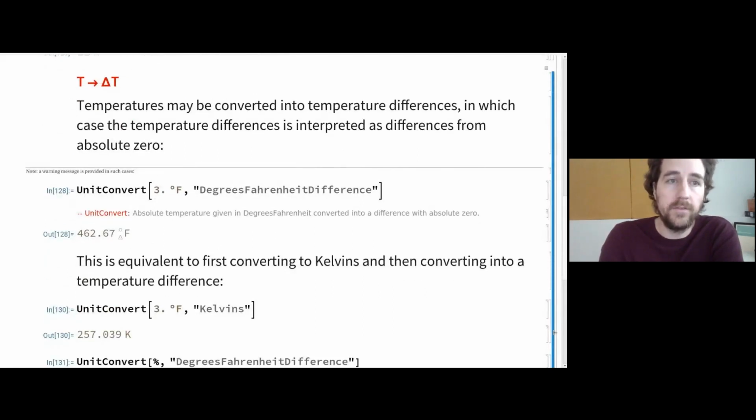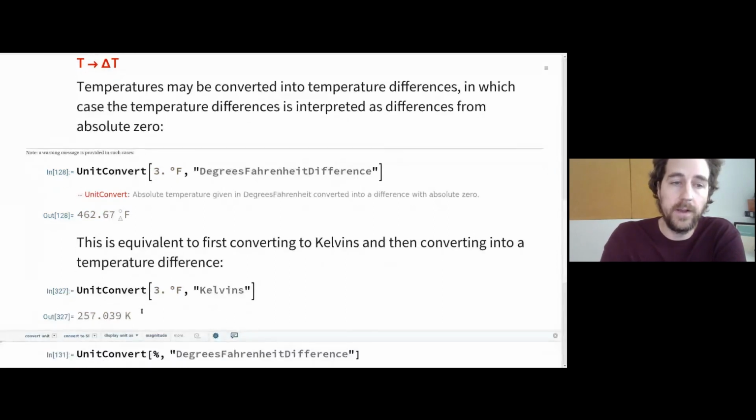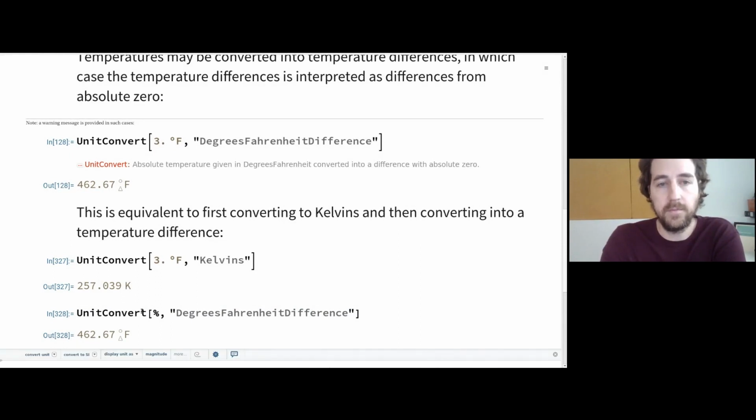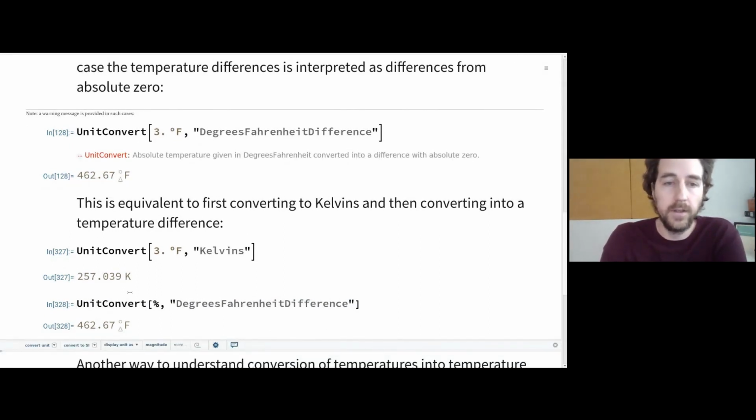It is possible to convert from a temperature to a temperature difference. When we do that, we are implicitly assuming that the temperature difference you're asking for is a difference against absolute zero. So if I want to convert 3 degrees Fahrenheit to a temperature difference, I get back the difference between that temperature and absolute zero. So 462 degrees Fahrenheit. That is the same operation as converting 3 degrees Fahrenheit to Kelvin and then converting that Kelvin into degrees Fahrenheit difference. We get the same value because it's fundamentally the same operation. We're asking for the difference between that and absolute zero.